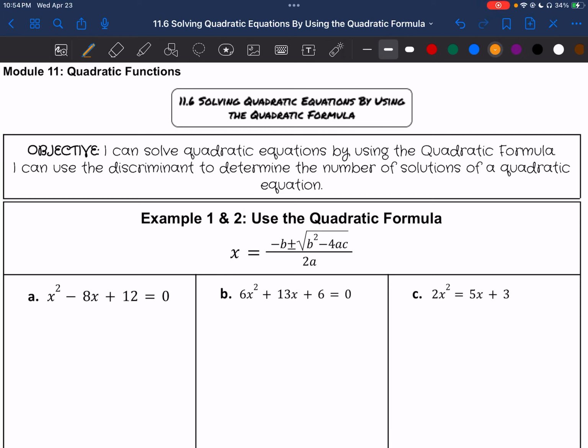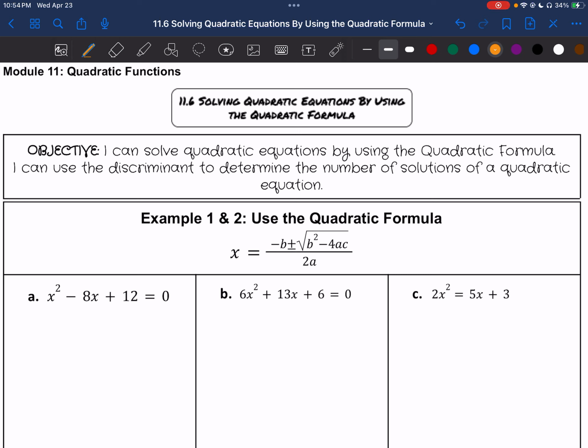Hello, and welcome to Lesson 11.6, Solving Quadratic Equations by Using the Quadratic Formula. Our objective for today is that I can solve quadratic equations by using the quadratic formula, and I can use the discriminant to determine the number of solutions to a quadratic equation.